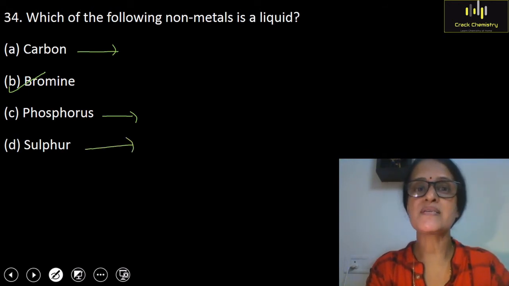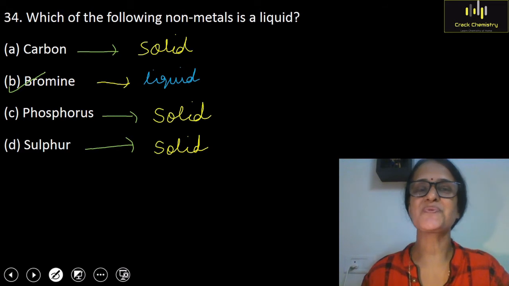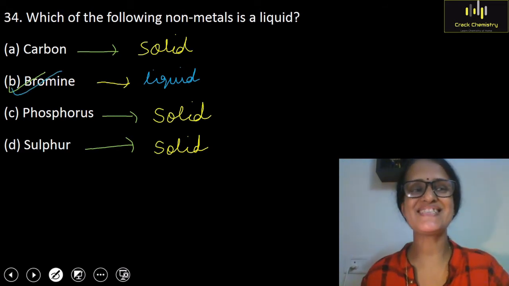So most of the non-metals exist either in the solid state or in the gaseous state. But the only non-metal which exists in liquid state is bromine. So your correct option is option B, bromine. I hope it is clear to you.